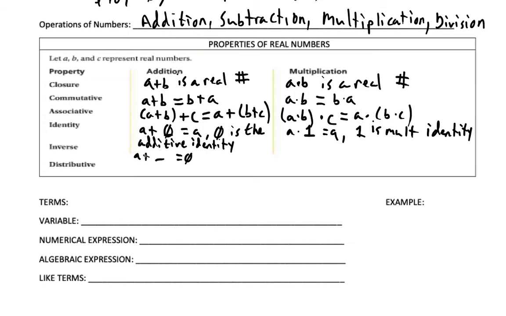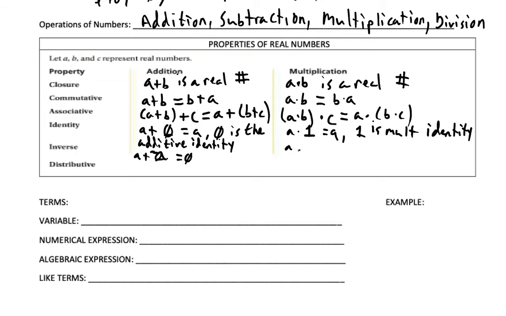So for adding, the inverse is negative A, right? If you have a negative version of a number, you add those together, that'll make 0. And this is why addition is the same as subtraction, because anytime you're adding, you can just have a negative number. What about for multiplication?